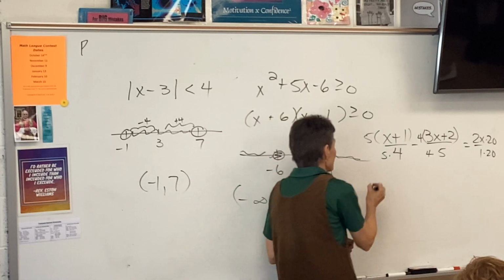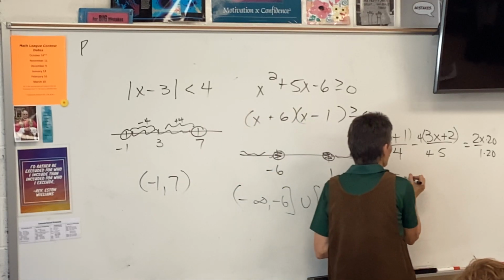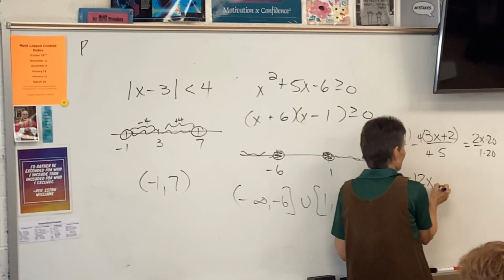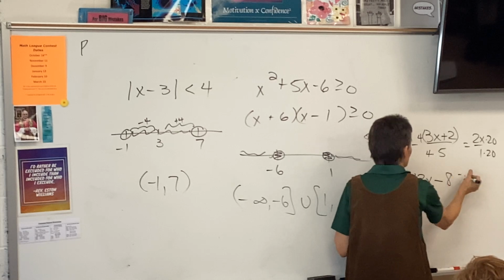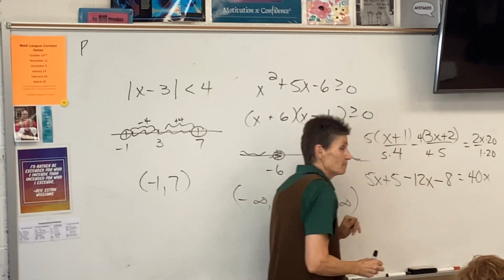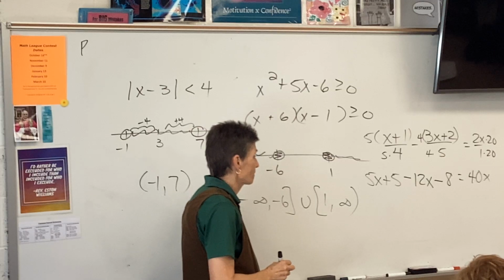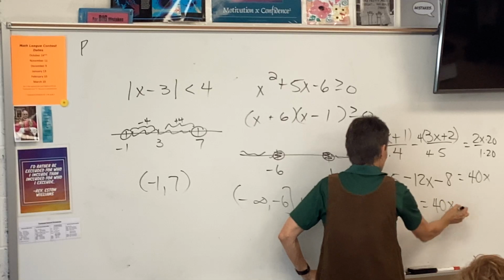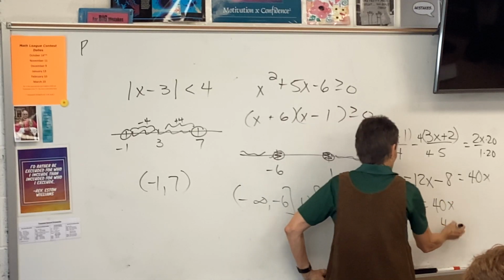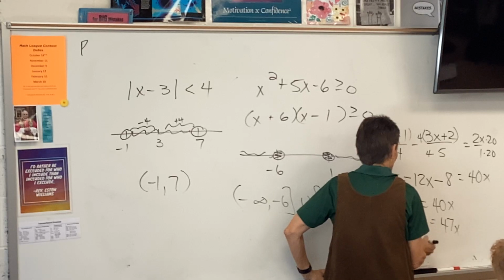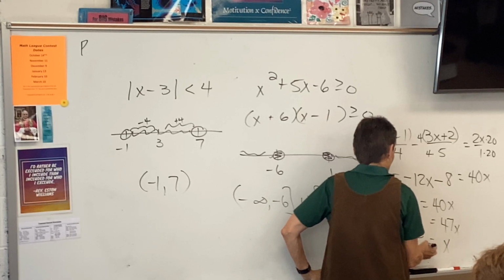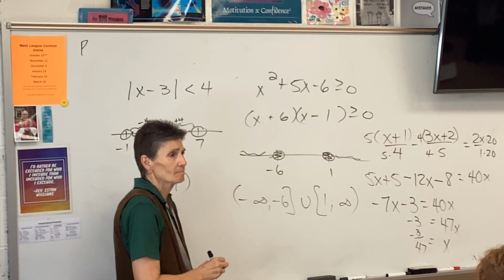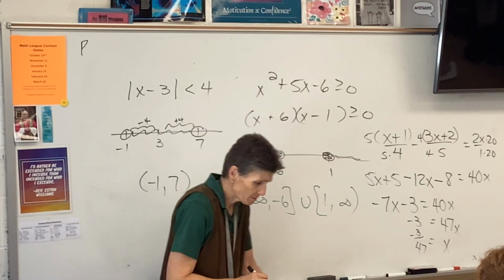All right, 5x plus 5 minus 12x minus 8 equals 40x. Negative 7x minus 3 equals 40x. 47x equals, did you get negative 3 47ths? Yep, I see some nods, okay, good.